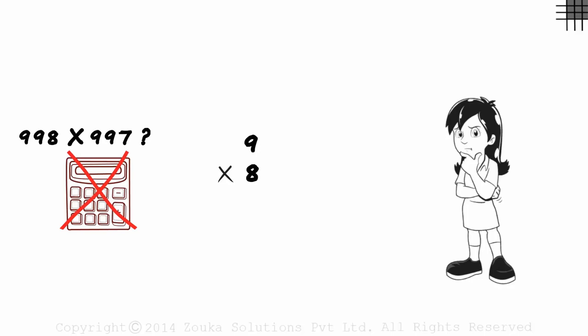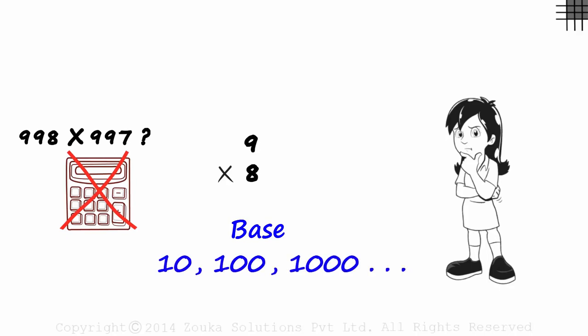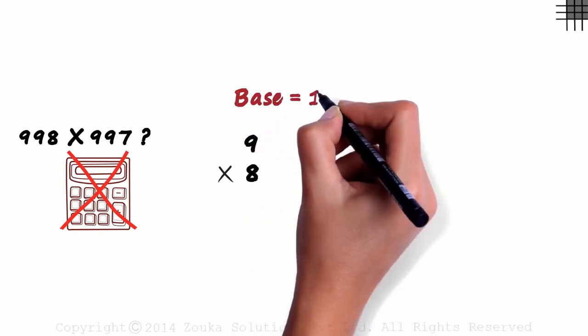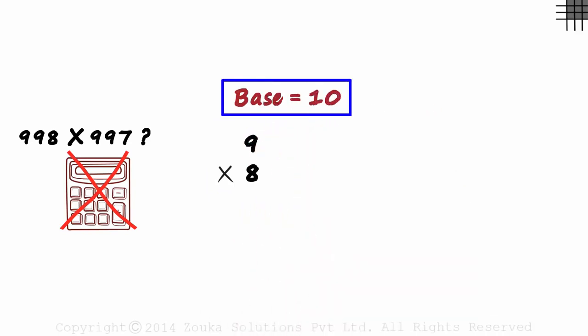We use the concept of base to solve multiplication problems quickly. And bases are generally powers of 10, like 10, 100, 1000, and so on. When we are given the multiplication problem, the first thing we should ask ourselves is, which base is close to both the numbers? Here, both numbers are close to 10, so we can say that the base is 10. Once the base is decided, life becomes really easy.